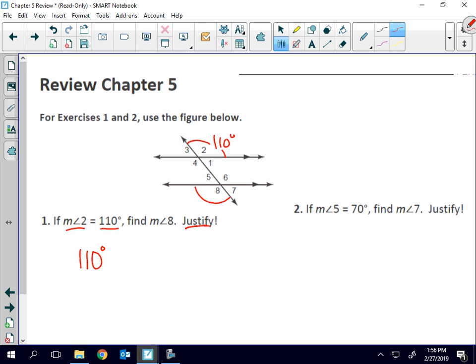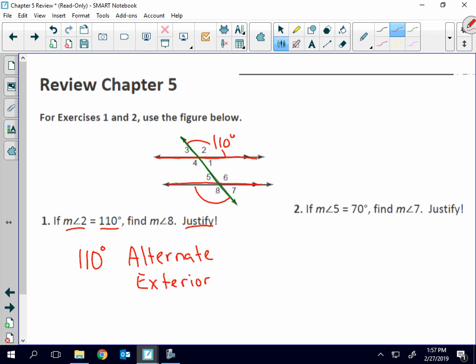And now we need to justify. That means use a vocabulary word to show the relationship between 2 and 8. They both look like they're outside these parallel lines. And they're on alternating sides of our transversal. One is to the right and one is to the left. So that is called alternate exterior. When they're on the outside of the parallel lines and on alternating sides of the transversal.